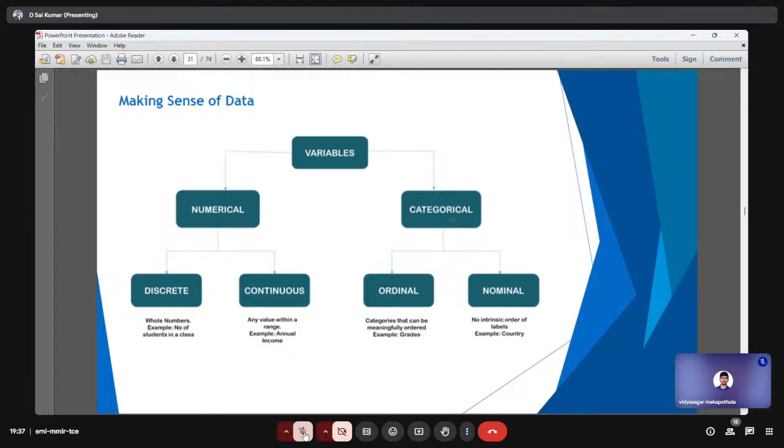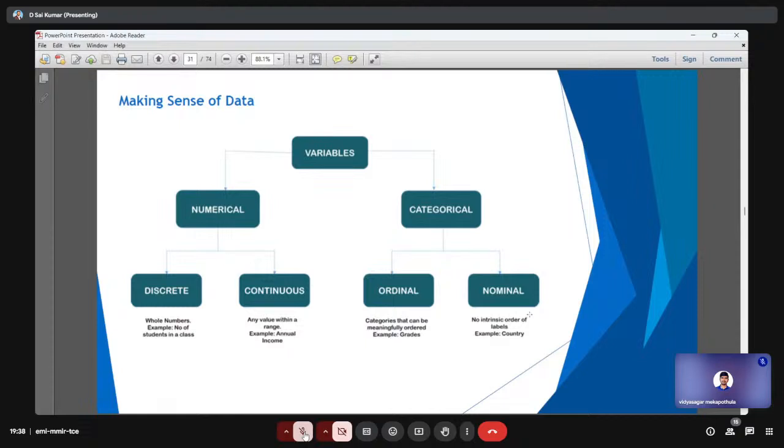Now, in order to understand clearly, categorical data is classified into ordinal and nominal. The word ordinal talks about having some order, meaning it can be meaningfully ordered, like grades of a student or the class, which is ordinal data. Nominal data, as an example the country name, has no intrinsic order of the label. So there is no specific order maintained among the values that come under a nominal variable.